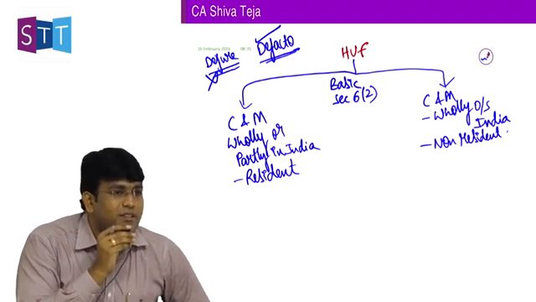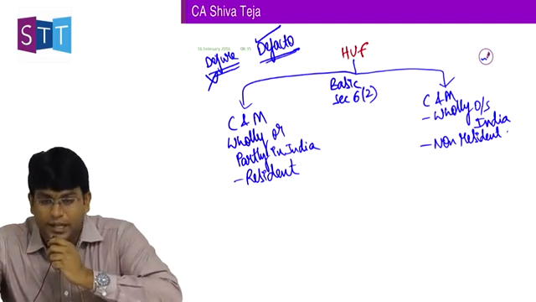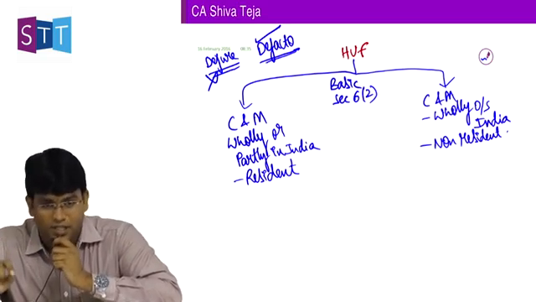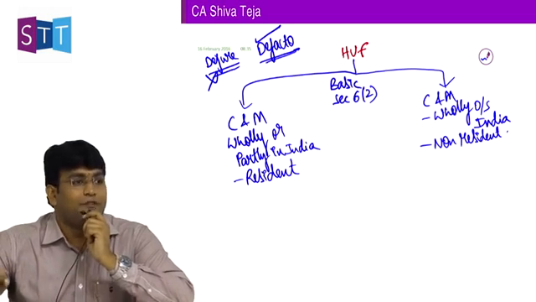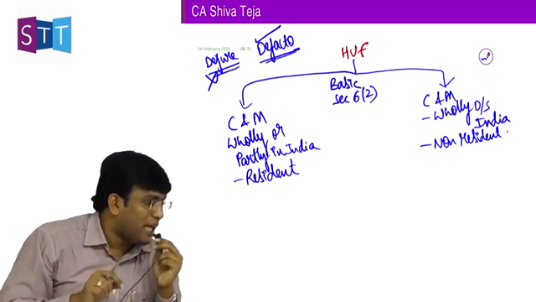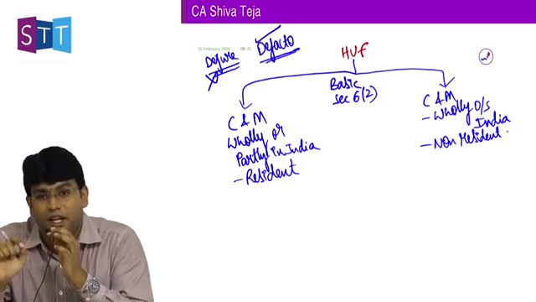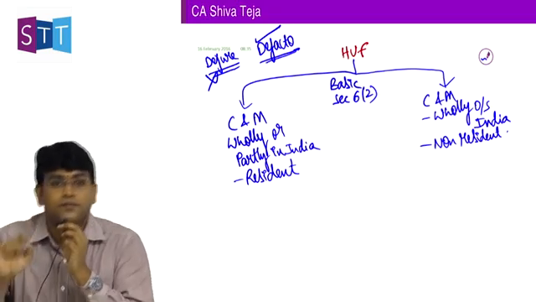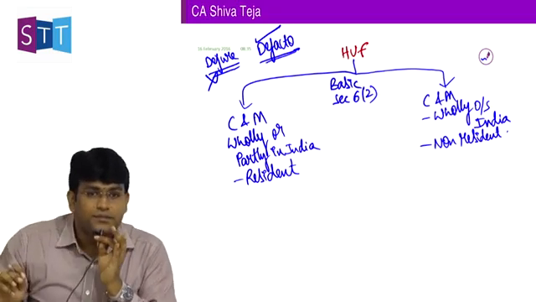Does it make sense, friends? If the control and management is wholly or partly in India, it's called resident. Only if outside India, non-resident. Wholly or partly means what? Partly doesn't mean 50-50. If 99% is outside and 1% is inside, still we call it partly only. Partly never ever means 50-50. Keep that point in mind always. Clear, guys?